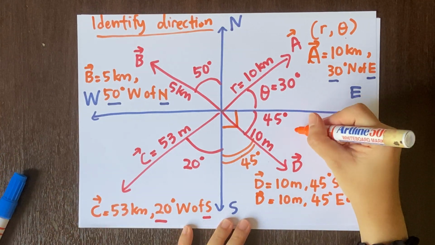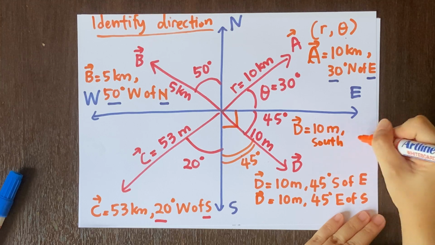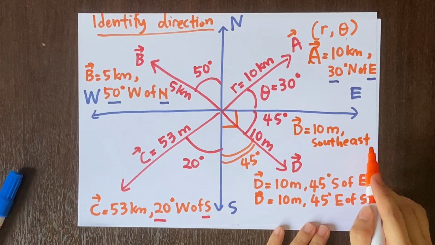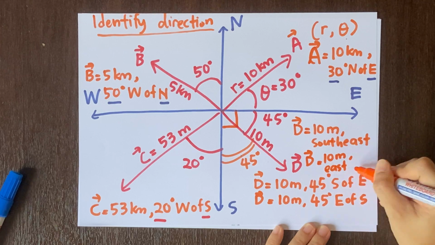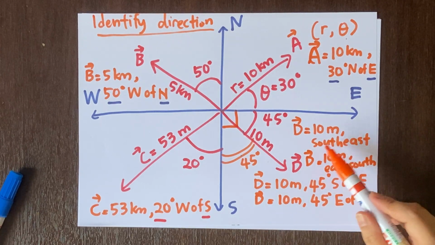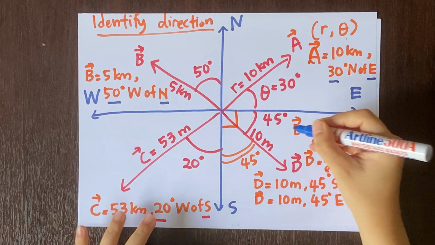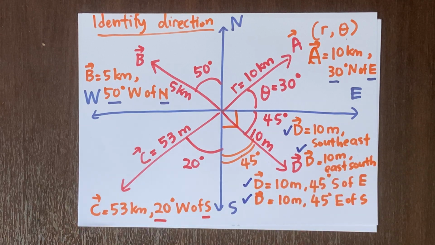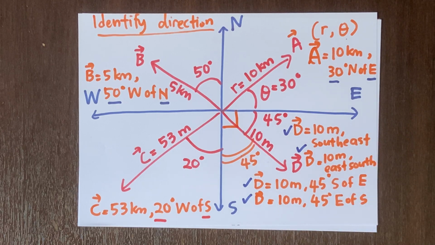Or sometimes in the question they will state that D is equal to 10 meter southeast. They didn't state the angle, it means 45 degree. Or vector D is equal to 10 meter east south. So east south, southeast, no angle means 45 degree. So these four directions are acceptable. If you see this kind of direction, or if you want to explain this direction, these four directions should be acceptable. Okay, only valid for 45 degree. Okay, clear, very good. Now we move to unit vector.